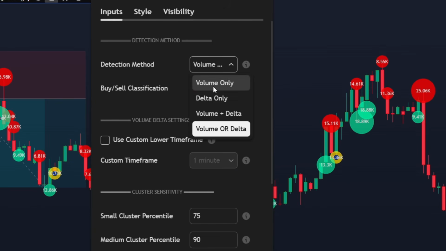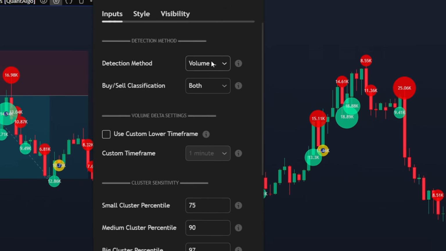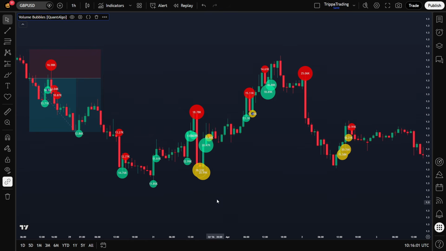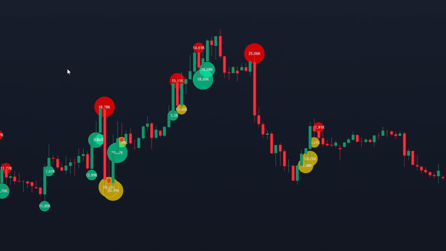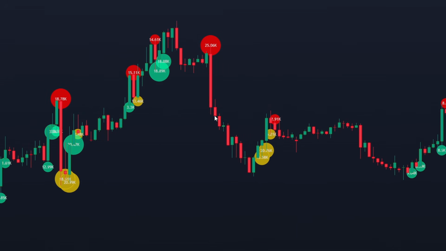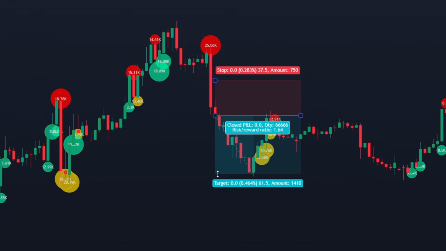The first method is volume only. This is the simplest one. When you choose volume only, the indicator uses raw volume bars to decide whether to print bubbles on the chart. It does not care about separating buying and selling pressure. It only checks whether the total volume on that candle is statistically significant or not.